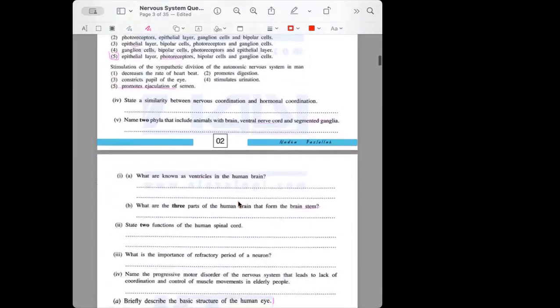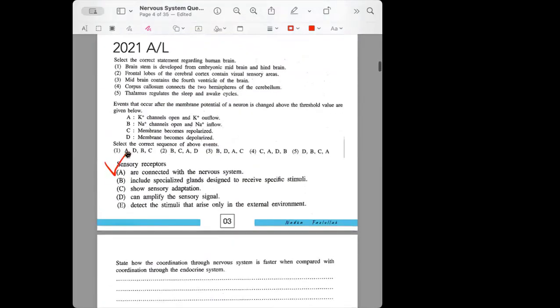Then next question is from 2021. Sensory receptors are connected with the nervous system. Are they connected with the nervous system? Yes, that is the 4th basic feature of a sensory receptor. So this one over here is correct. Okay, so A is correct. B includes specialized glands designed to receive a specific stimulus.